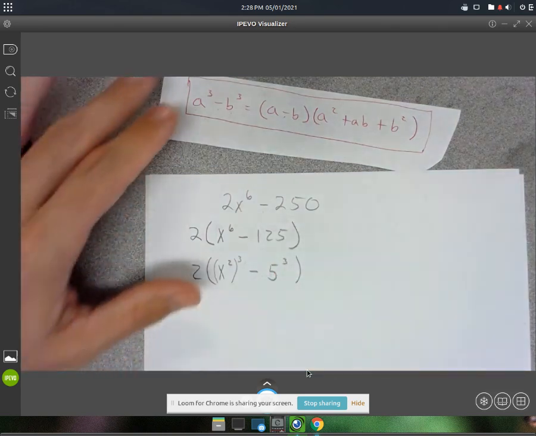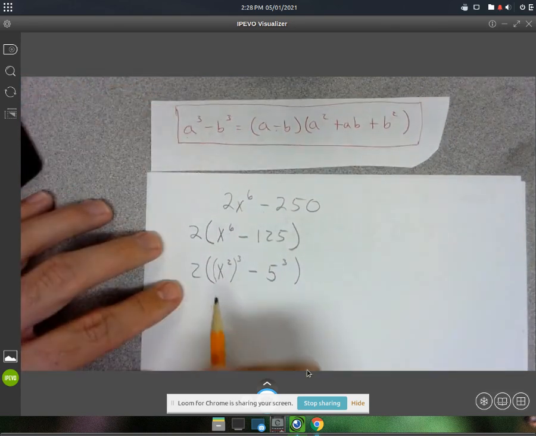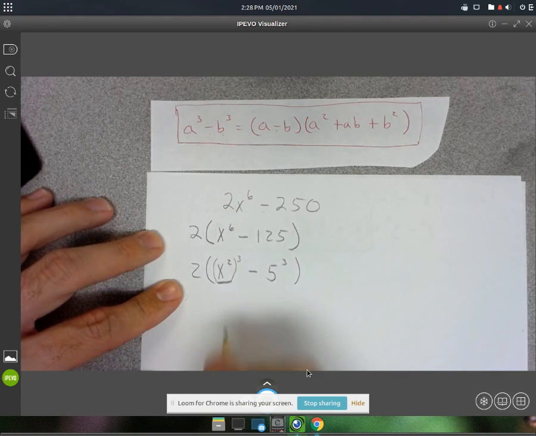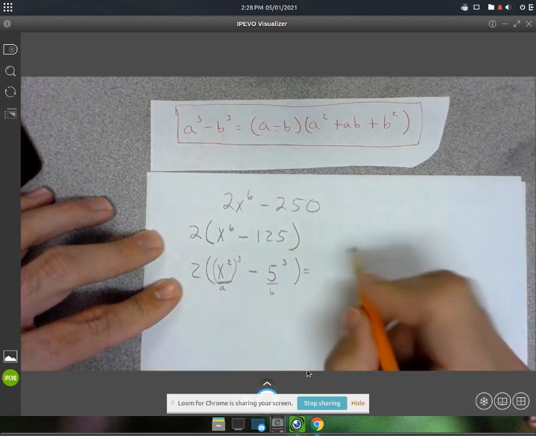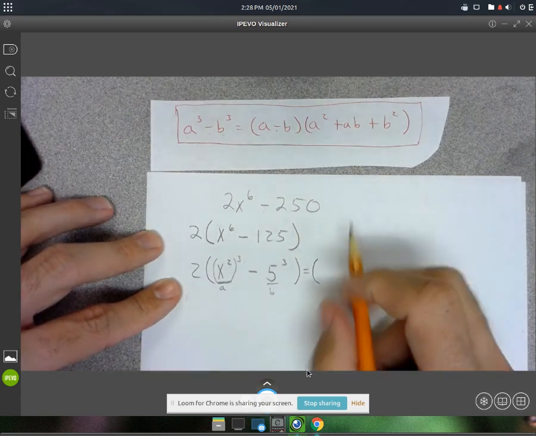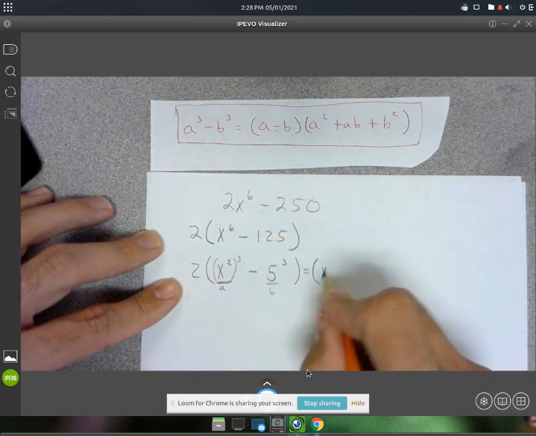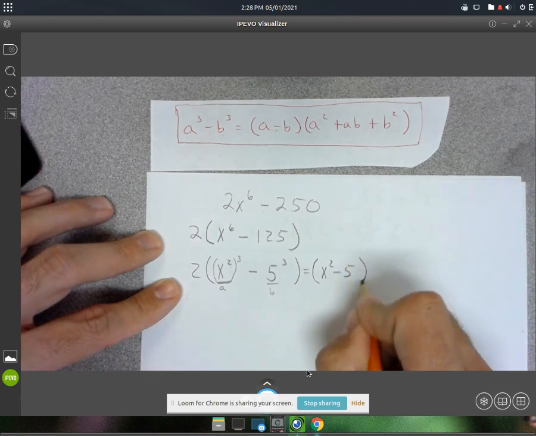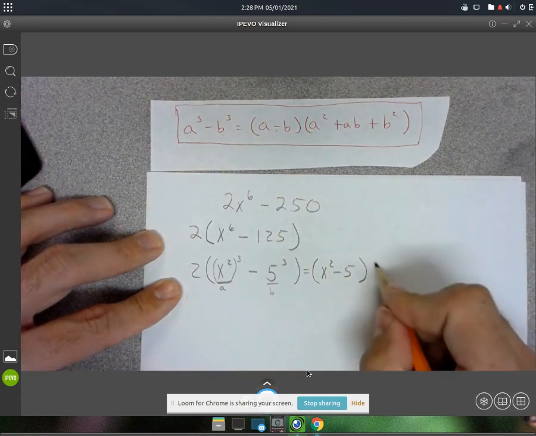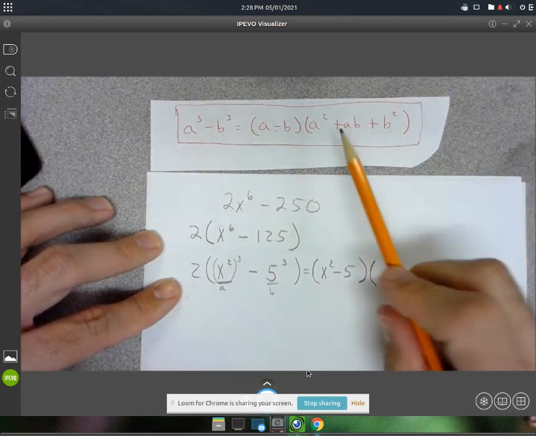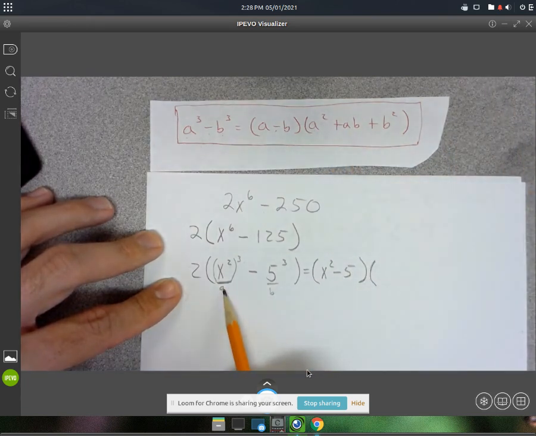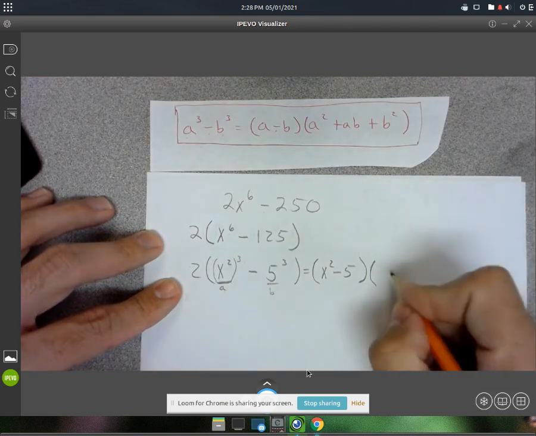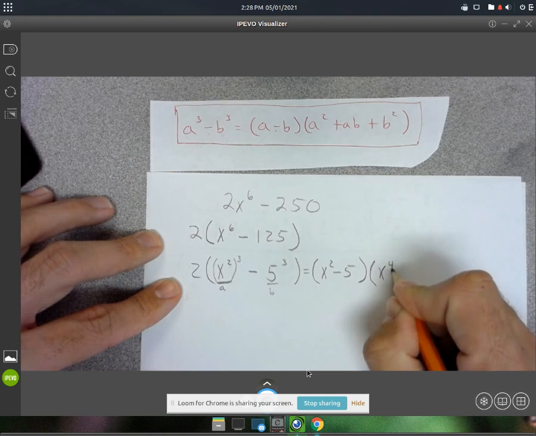All right, now I can use the formula. So x squared is going to be my a term, and this will be my b term, of course. It's going to be a minus b. So it's going to be x squared minus 5. And then in parentheses, we've got a to the second power. So I'm going to be doing x squared times itself. x squared times x squared is going to give me x to the fourth.